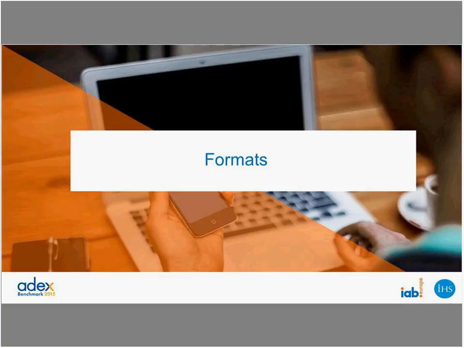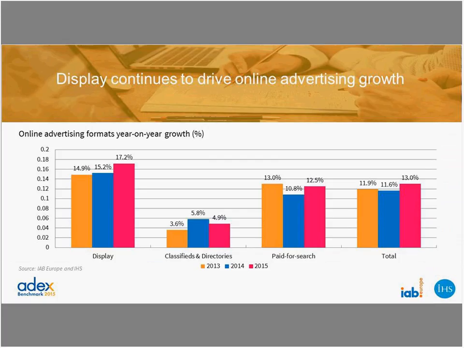Different formats are covered in this study, here in the light of this presentation. You can see the three broad categories displayed, with banners in here, but also sponsorships, videos, and so forth. This is performance-based or branding campaigns, which are classified in directories and paid for search, but that makes up the total. We see that display is actually increasing its growth rate year after year, mainly due to the social platforms, due to programmatic, and due to the influx of spending budgets.